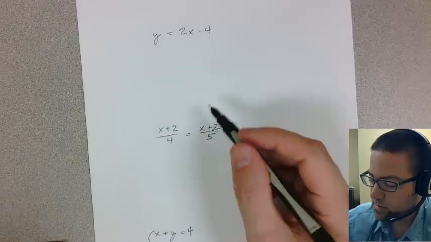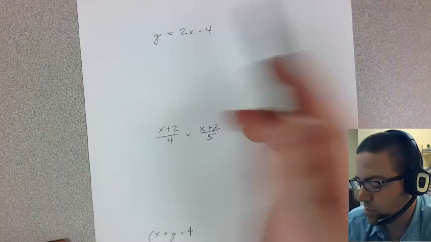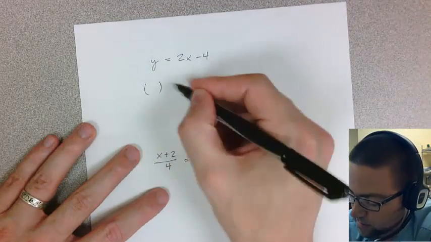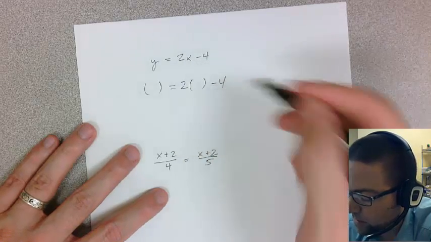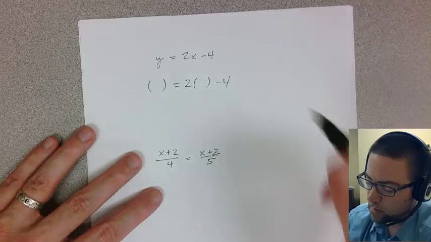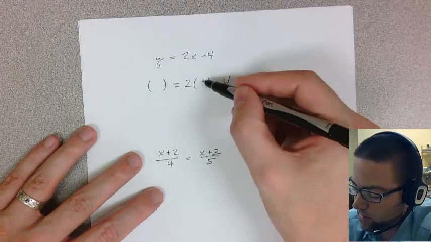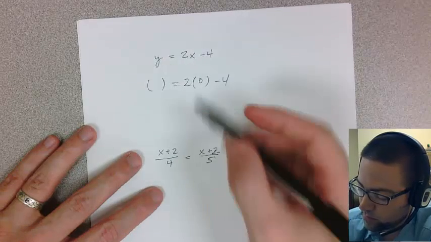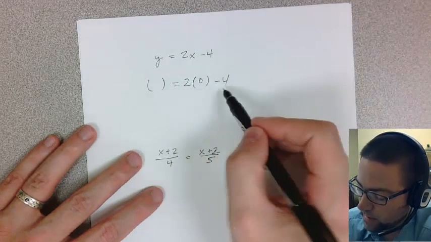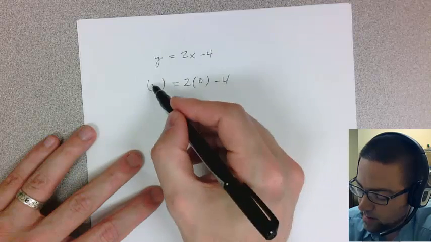What else? Sometimes there are two placeholders. So it's like this number is equal to 2 times some other number minus 4. Well, let's just try a value. If this value was 0, then what would be true? Well, I get negative 4 on this side, so this would have to be negative 4, right?